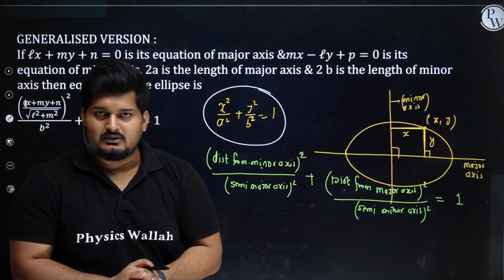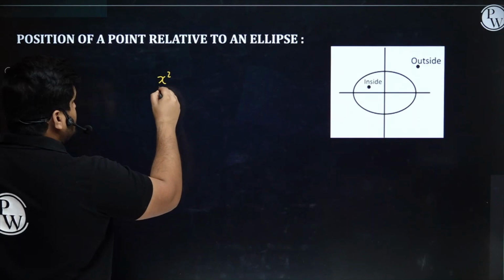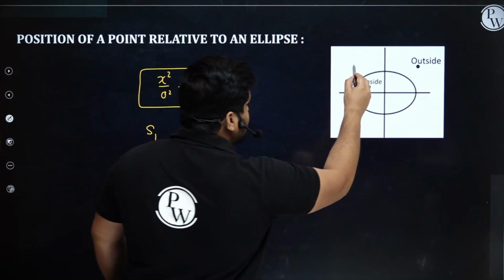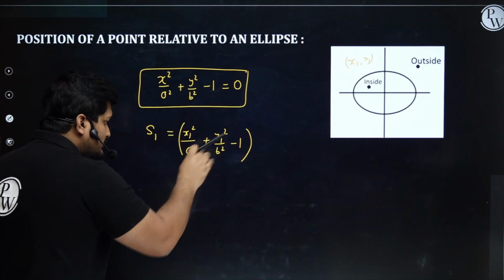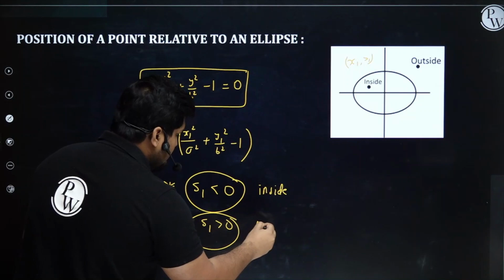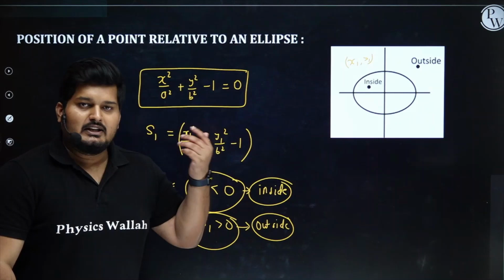Okay, moving on, guys. Position of a point: this is the inside part, that is the outside part. For an ellipse, x square by a square plus y square by b square minus 1 equal to 0, let there be a point (x1, y1). So S1 will be equal to x1 square by a square plus y1 square by b square minus 1. If S1 is less than 0, the point is inside, and if S1 is greater than 0, the point is outside. Just like circle and parabola, exactly the same: less than 0 inside, greater than 0 outside.